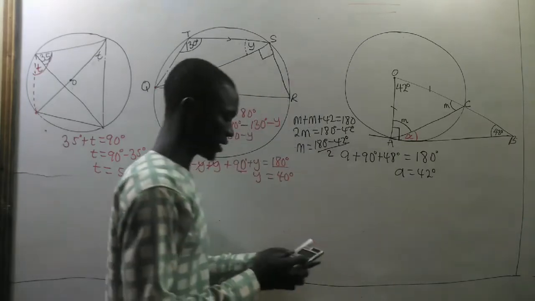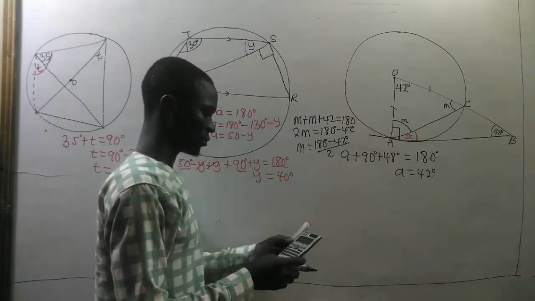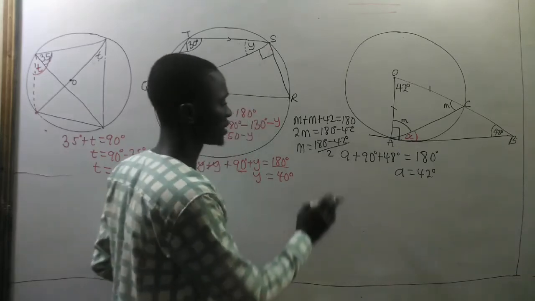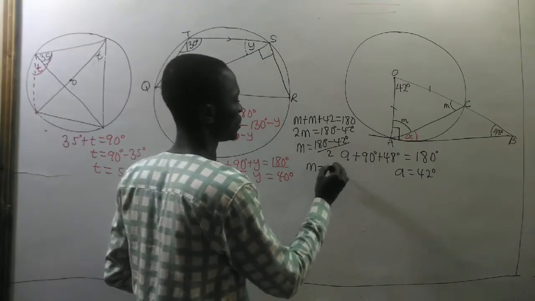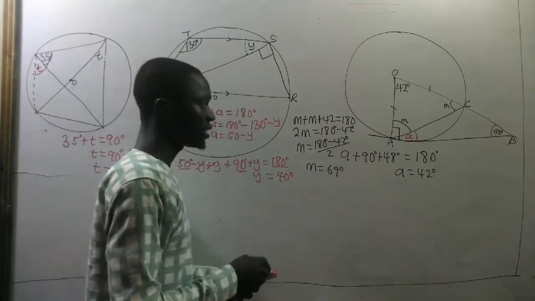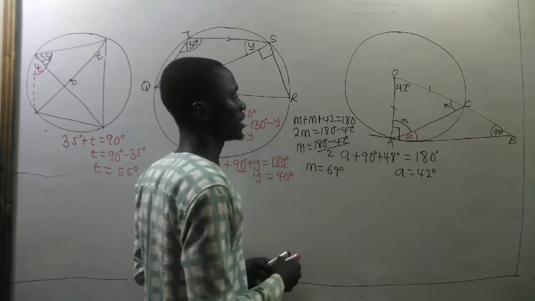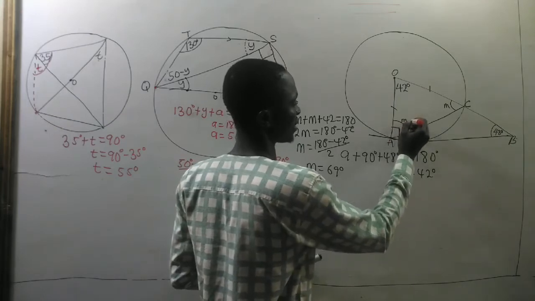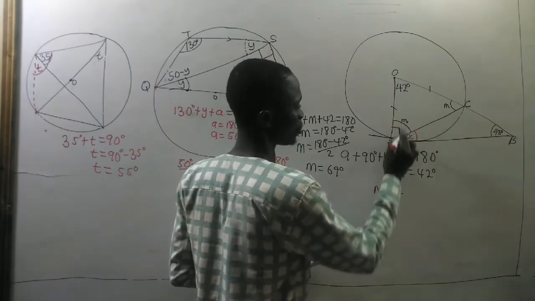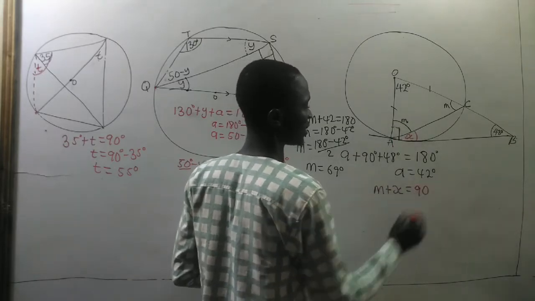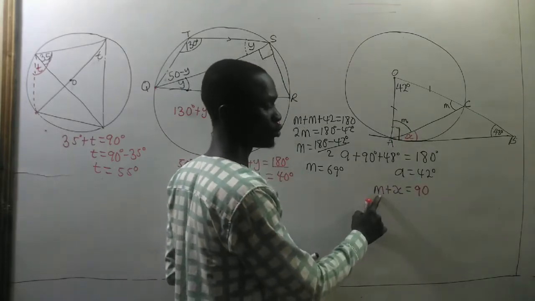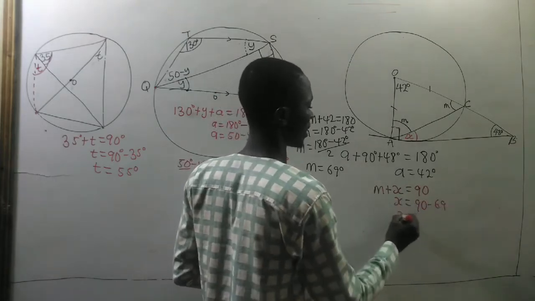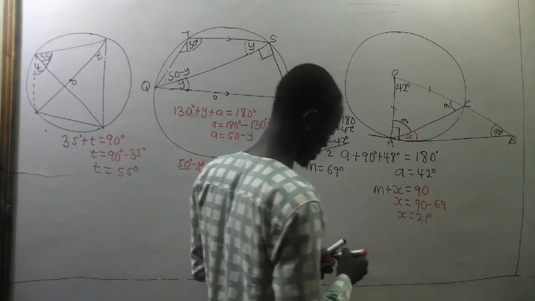So let's use the calculator. That will give us 69 degrees. So we have M to be 69 degrees. Now that we found M, you see that the total angle here is 90, and M plus X will give us the total angle, that is 90 degrees. And we know M to be 69, so X will be equal to 90 minus 69, and X will be equal to 21 degrees.